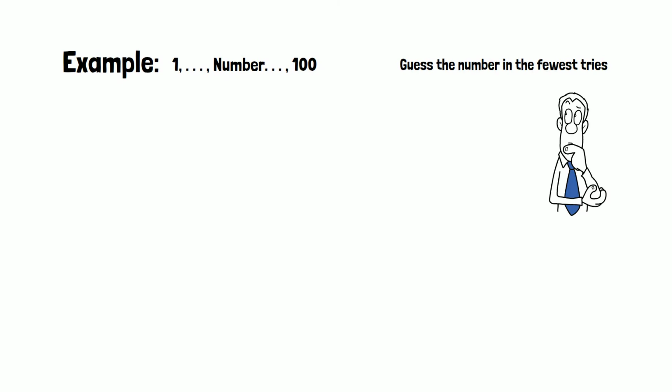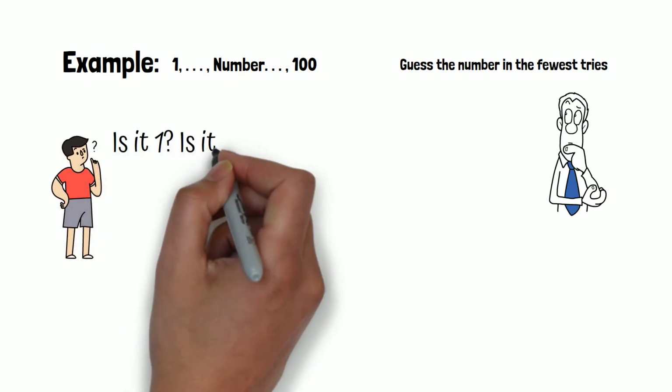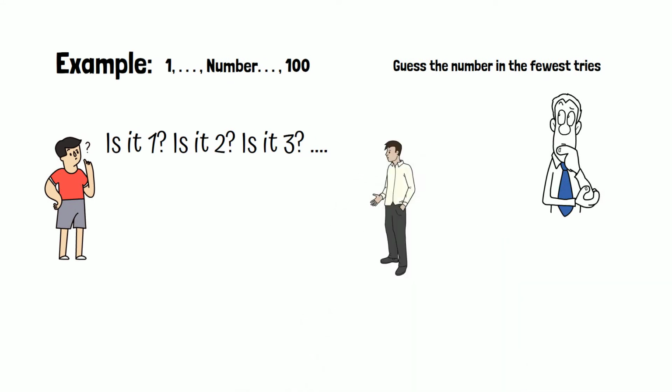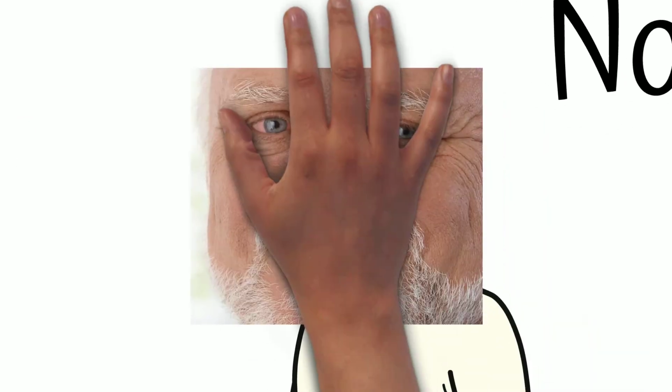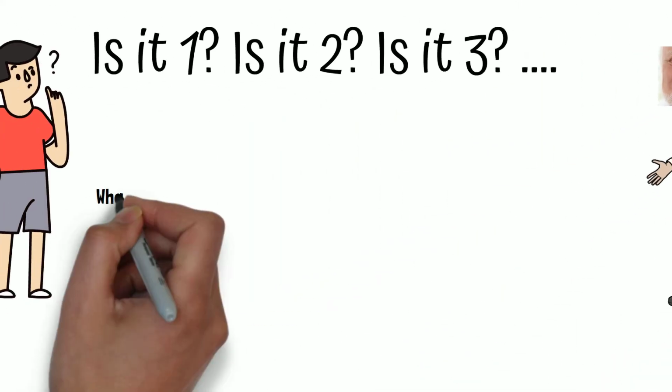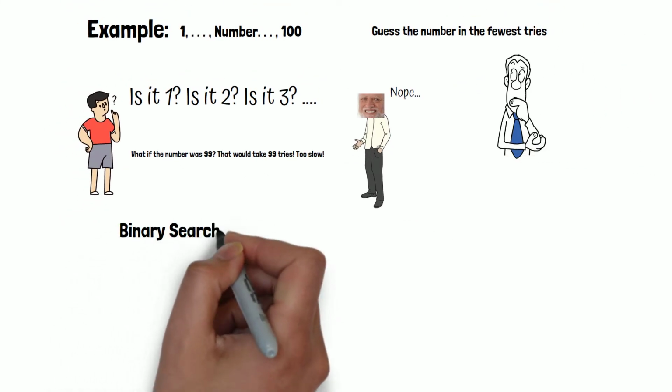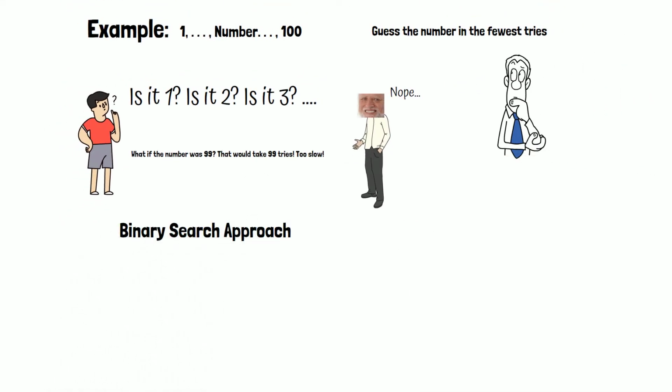The wrong way to go about guessing my number would be like this. Is it 1? Is it 2? Is it 3? All the way until you guess the number, which is using the linear search or simple search method. Maybe you got lucky and the number was 1. But imagine if my number was 99. Then it would take you 99 tries to guess it. There is a smarter approach to this problem, which is using binary search.